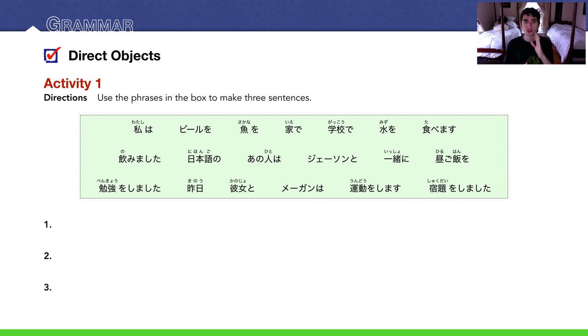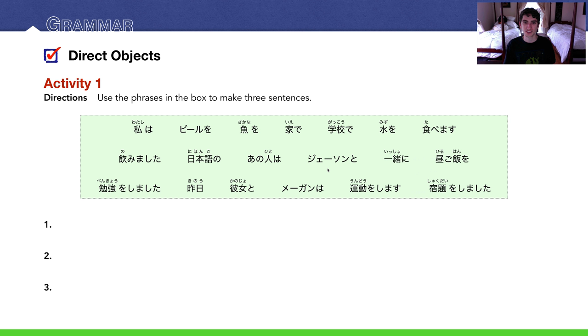Let's try it. Pause the video if you want to do it on your own. I'm going to start with number one now. Let's just, from the beginning. 私は, I'm going to take 私は 魚を, let's do Jason to issho ni tabemasu. So I will eat fish together with Jason. Is my first sentence. All right.